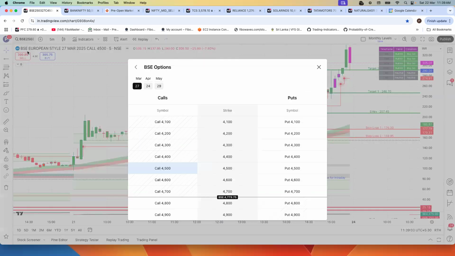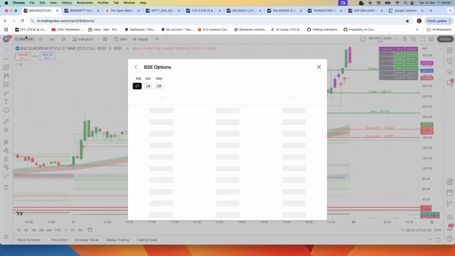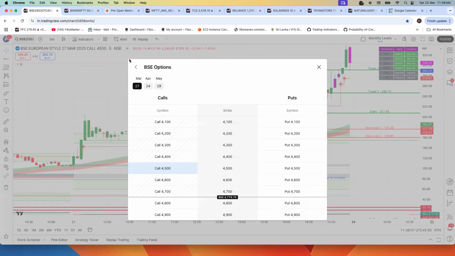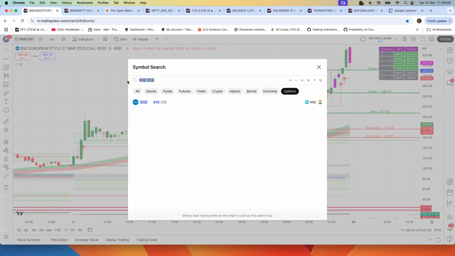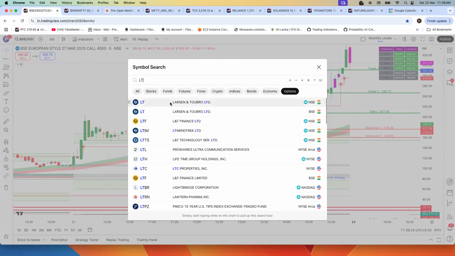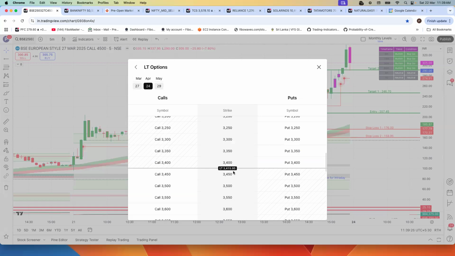Where is the option, brother? So okay, let me ask you one thing. Can I have any other script? Nasdaq? No option. It is a cash stock. Cash stock. Larsen and Toubro, L&T. L&T, right? Okay, L&T. What is it currently trading at? 3415, correct?